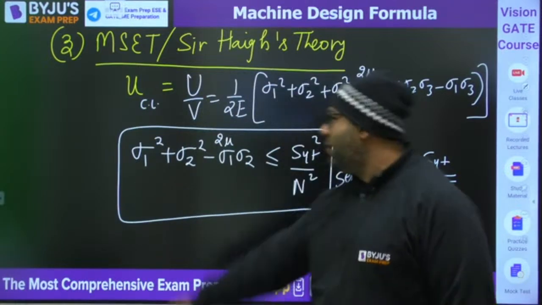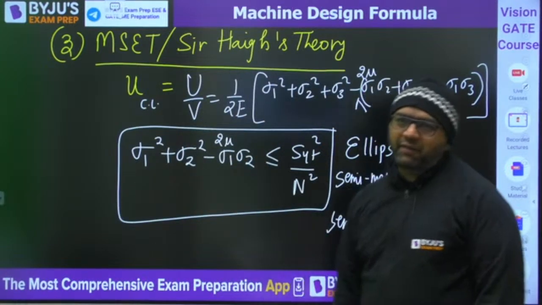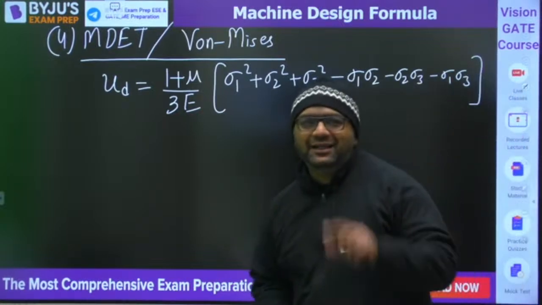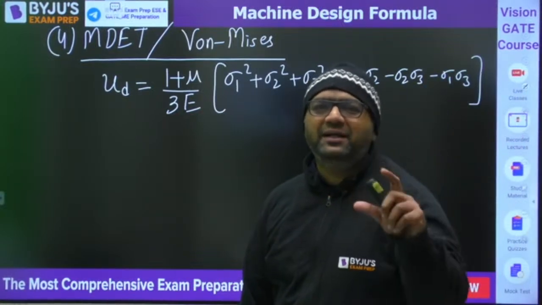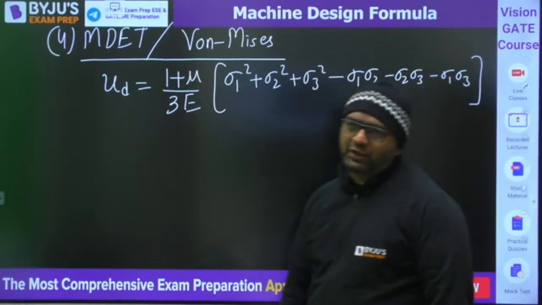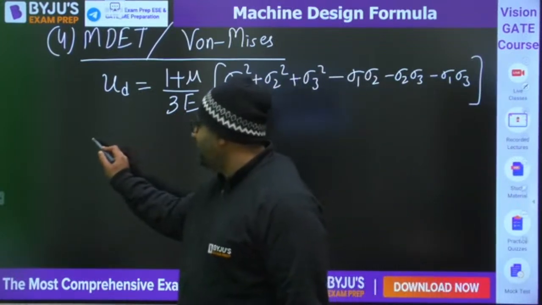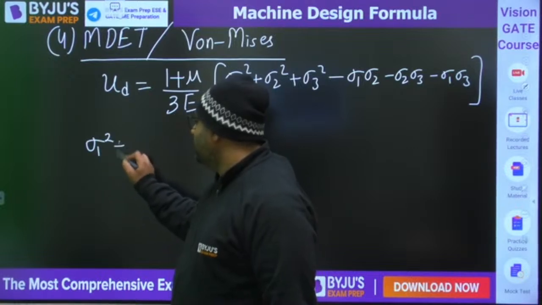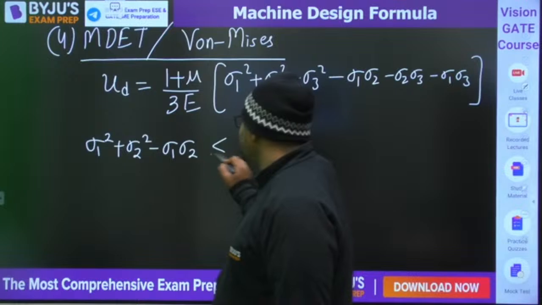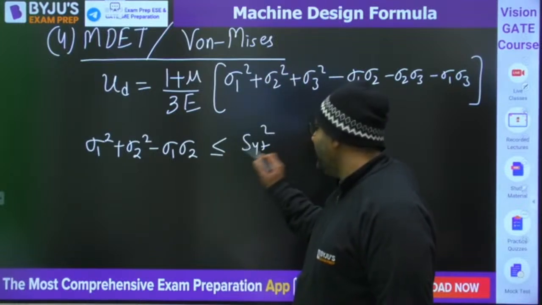In MSET we have minus 2 mu times sigma 1 sigma 2, whereas here we have no minus 2 mu. That is why 2 mu also appeared in the semi-major and semi-minor axes. Okay, this is the formula for distortion energy per unit volume. And when we write it, it is sigma 1 squared plus sigma 2 squared minus sigma 1 sigma 2 is less than or equal to SYT squared upon N squared.